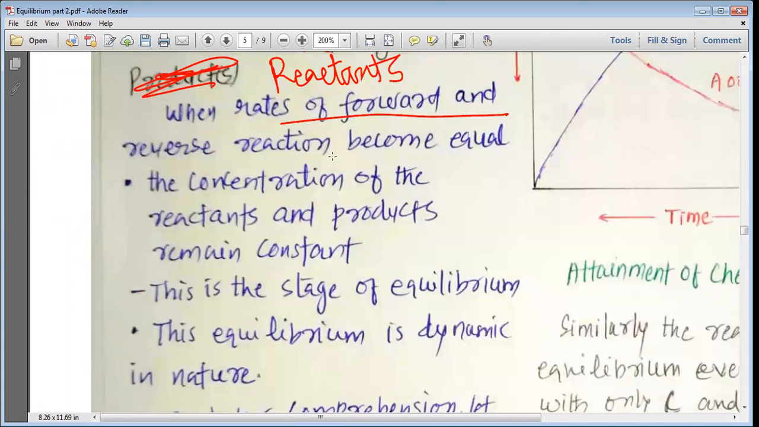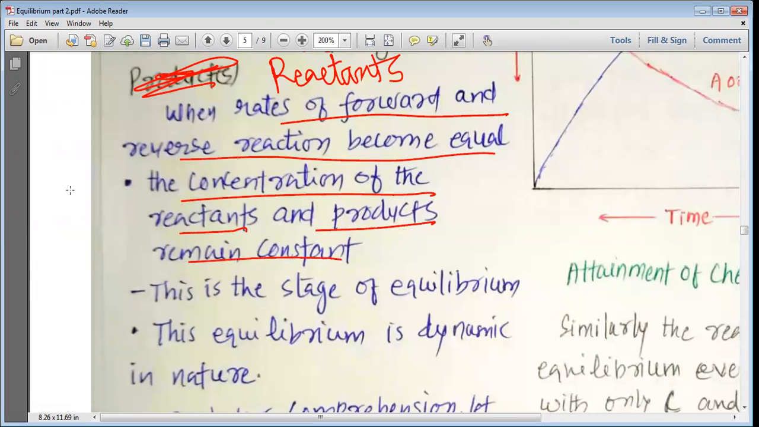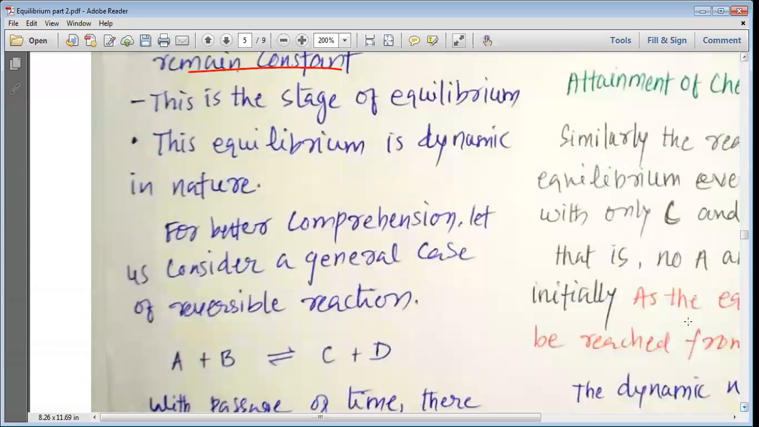When the rates of the forward reaction and reverse reaction become equal, the concentrations of the reactants and products remain constant. This is the stage of equilibrium. So when the rates of both the forward and reverse reactions become equal, and the concentrations of reactants and products become constant, this situation is called the equilibrium situation, and this equilibrium is dynamic in nature.